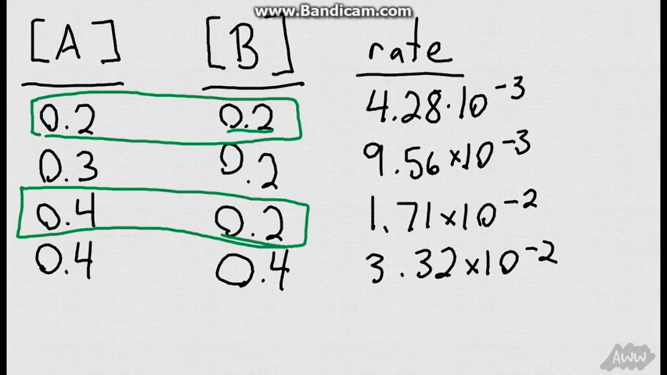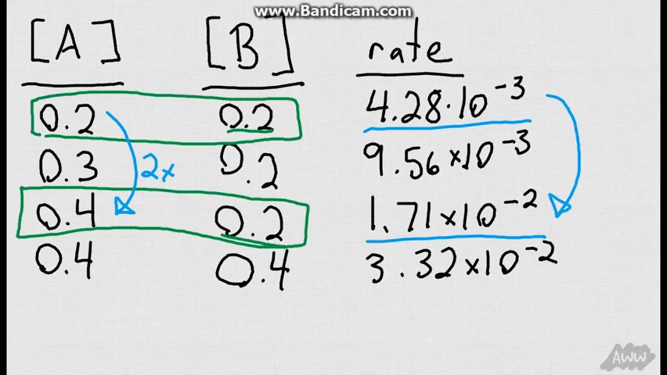Now how has A changed? Well, A doubled. So A increased by twofold. And what happened to our rate? To figure that out, we can go ahead and divide our rates. So we had an increase of twofold, and then if we take 1.71 times 10 to the negative second divided by 4.28 times 10 to the negative third, we get 3.99, which I'm going to round to 4 times more.